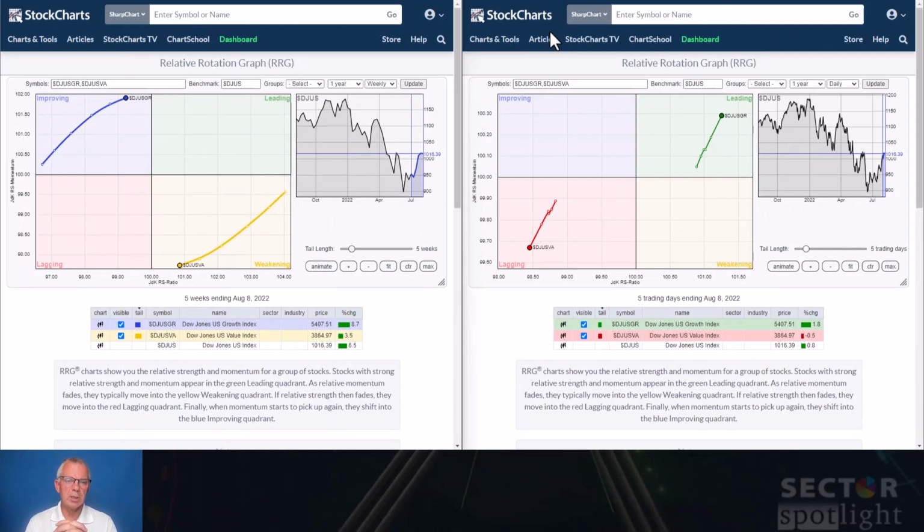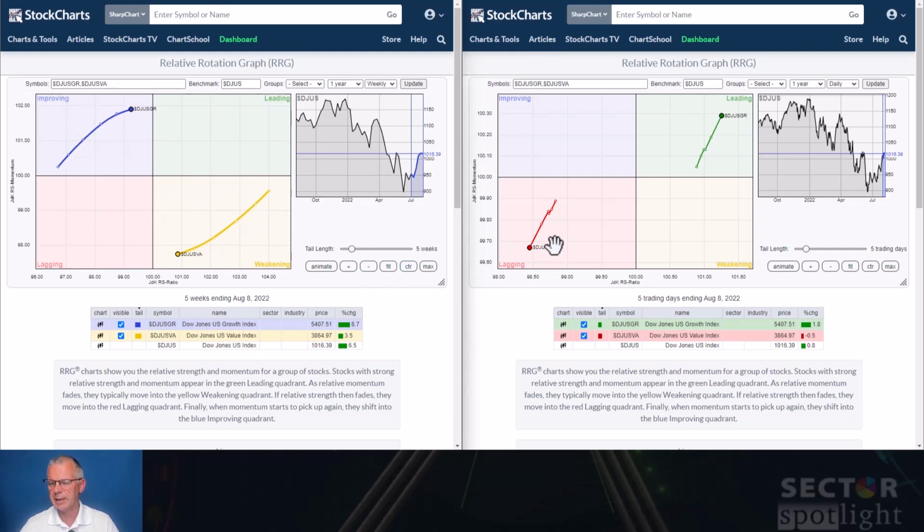Before we move to the individual sectors, I would like to bring up the growth value rotation on the relative rotation graph. And we have the weekly growth value rotation on the left and the daily on the right. And to be honest, that message is pretty clear. If you look on the weekly, you see growth traveling through improving and almost hitting leading, and value obviously is on the opposite side. It's traveling through weakening and almost hitting the lagging quadrant, suggesting a clear preference for growth stocks at the moment. And that's what we see in the markets. See a lot of growth stocks picking up.